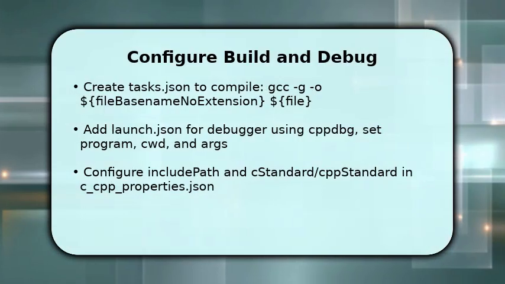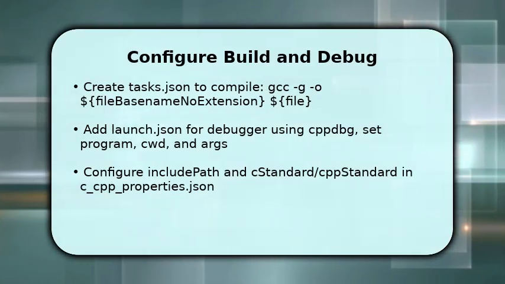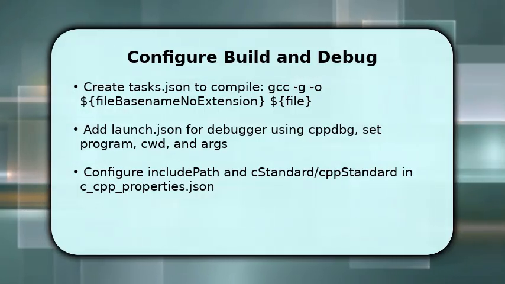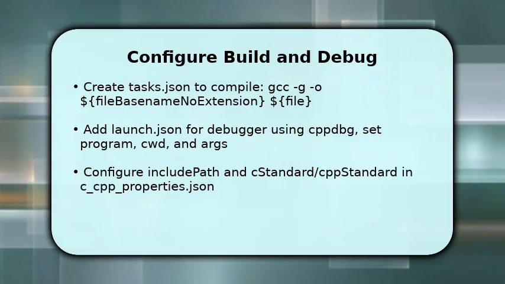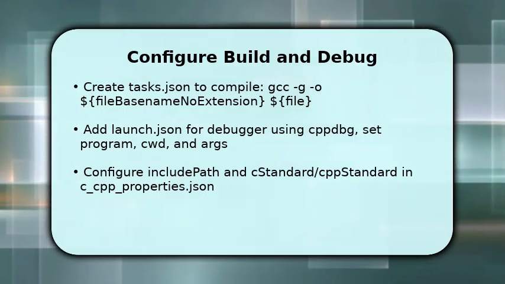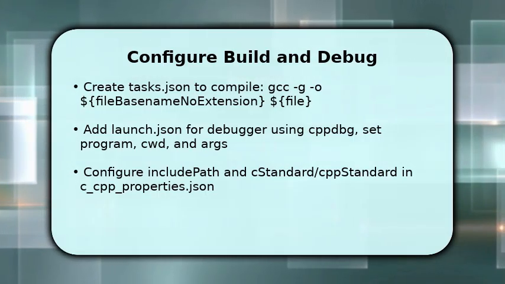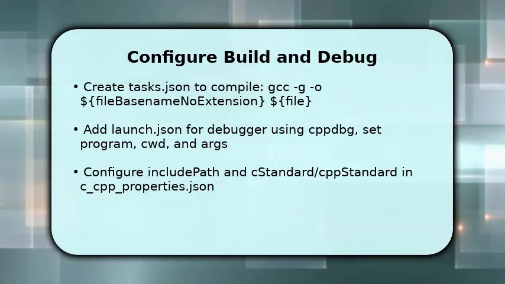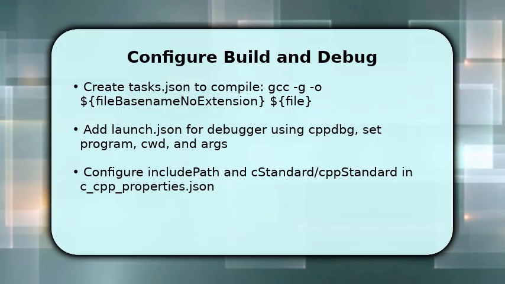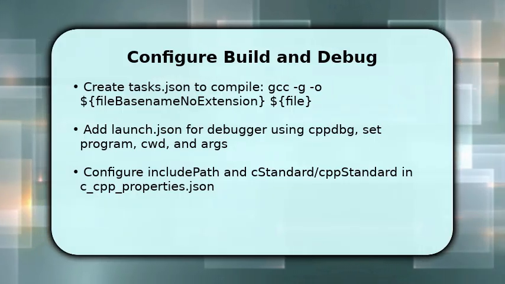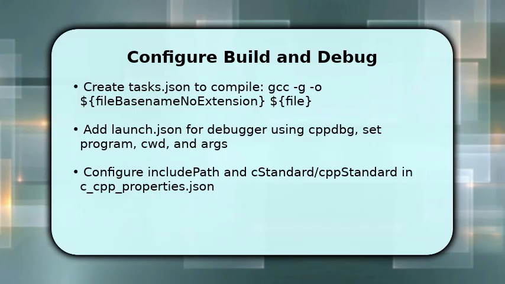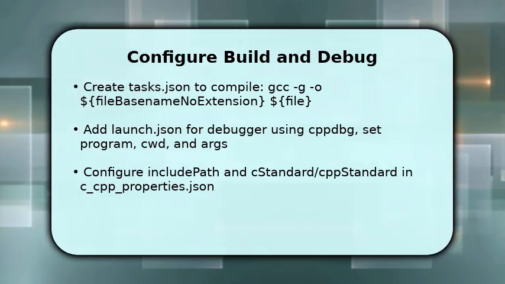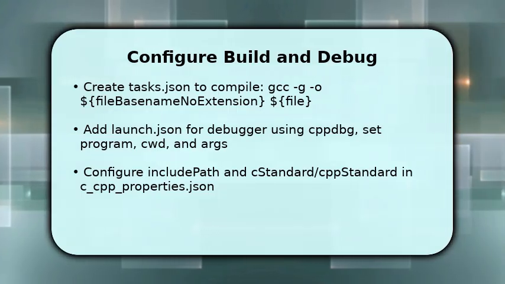You next configure automated build and debugging. Create a tasks.json that compiles with debug symbols using GCC and outputs an executable. This lets you press build quickly. Then add a launch.json using the cppdbg adapter, point program to ${fileDirname}/${fileBasenameNoExtension}, set cwd, and optional args. Also edit c_cpp_properties.json to set the include path and the C standard, so IntelliSense matches the compiler.